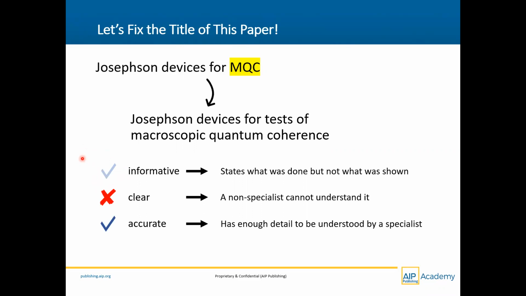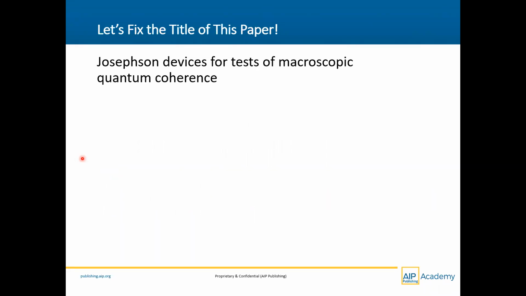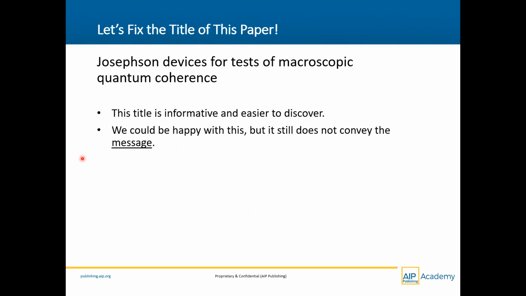It is, however, more accurate. It has enough detail to be understood by a specialist, and it still remains concise. We can fix this even further. So right now we have Josephson devices for tests of macroscopic quantum coherence. This title is informative and easier to discover in things like a search engine.